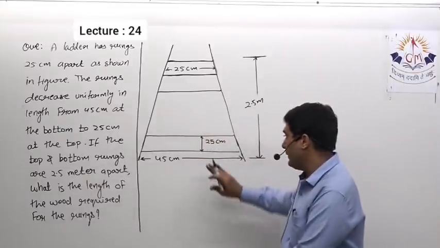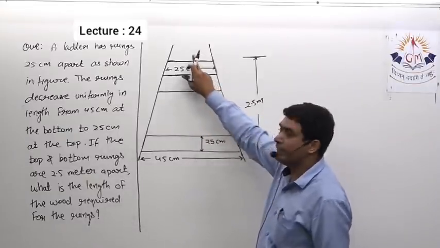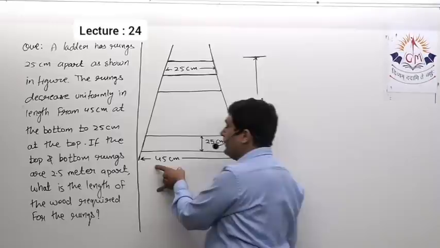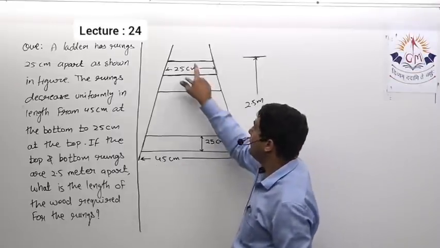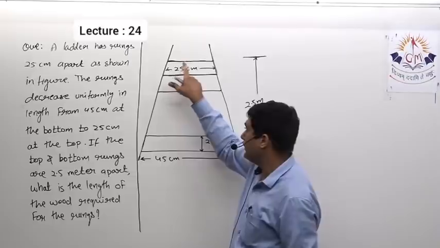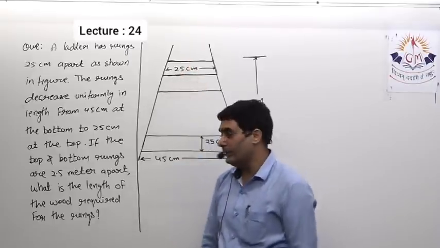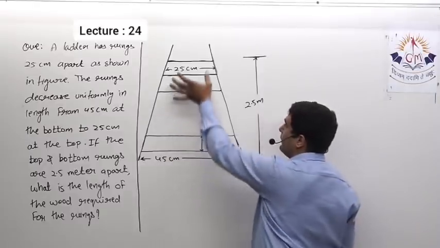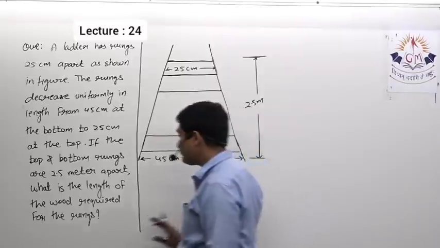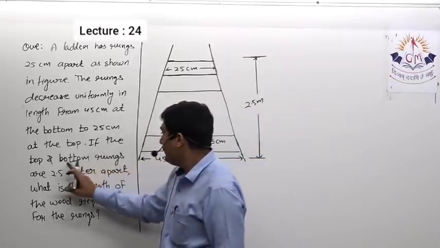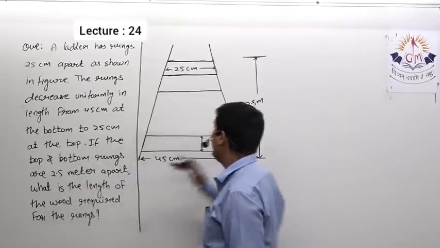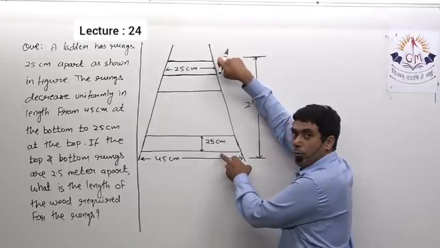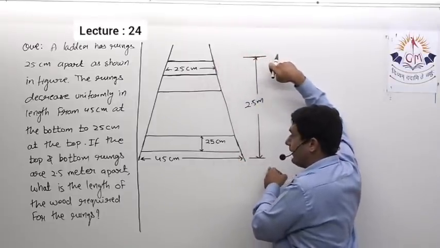Now the rungs decrease uniformly in length from 45 centimeter at the bottom to 25 centimeter at the top. That means the bottommost rung has length 45 centimeter and the topmost rung has length 25 centimeter. Okay, the length of the lowest or bottommost rung is 45 and over here it is 25. So if the top and the bottom rungs are 2.5 meter apart, this distance between the topmost and the bottommost rung is given as 2.5 meter.